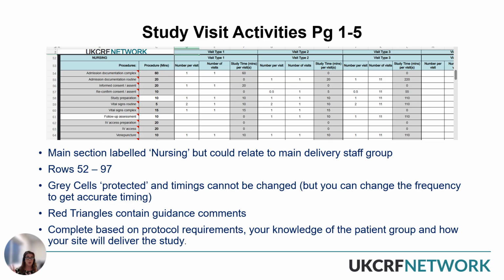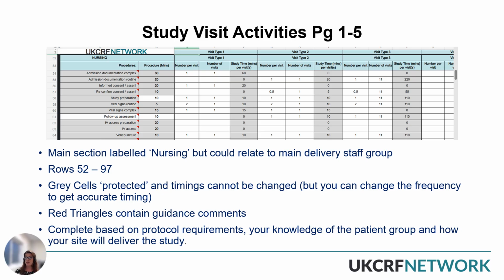The grey cells are protected, which means we can't overwrite them. You can't change the timing within a grey cell, but you can change the frequency. You can either decimalize it and make it smaller, or you can increase the frequency of that block of time. So in this example, we've got informed consent of 20 minutes. We're having that done once on one visit.